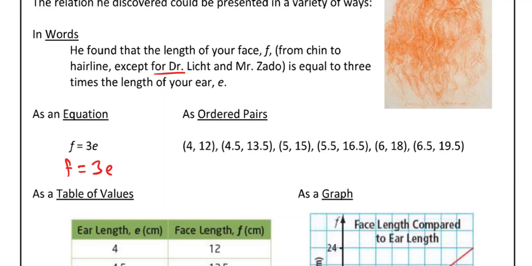Okay, so then as an ordered pair, we can write that out. We could say, okay, well, if the length of your ear was 4, then your face would be 12, right? Just times 3. Does that make sense?